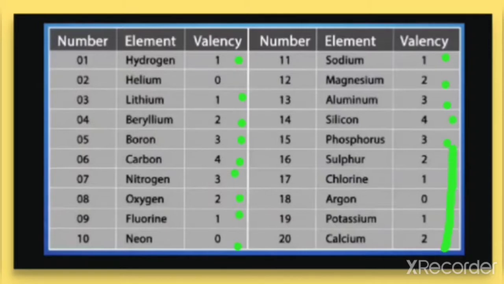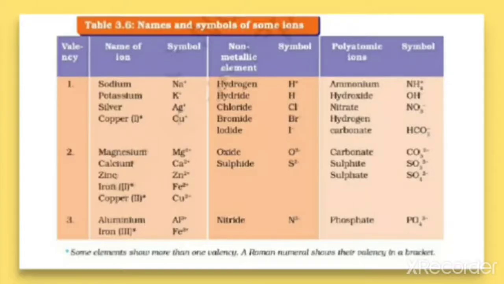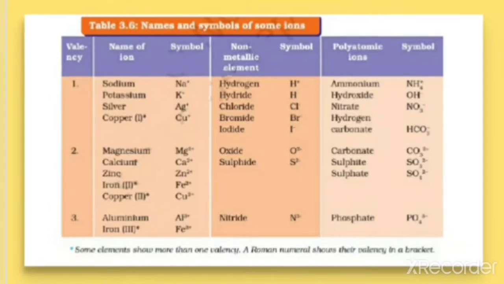So when you go through all these valencies, you can find that valency comes in between 1 to 4. So you need to learn this valency first, and that can be learned with the help of the chart given in your textbook. That is Table number 3.6, the names and symbols of ions.